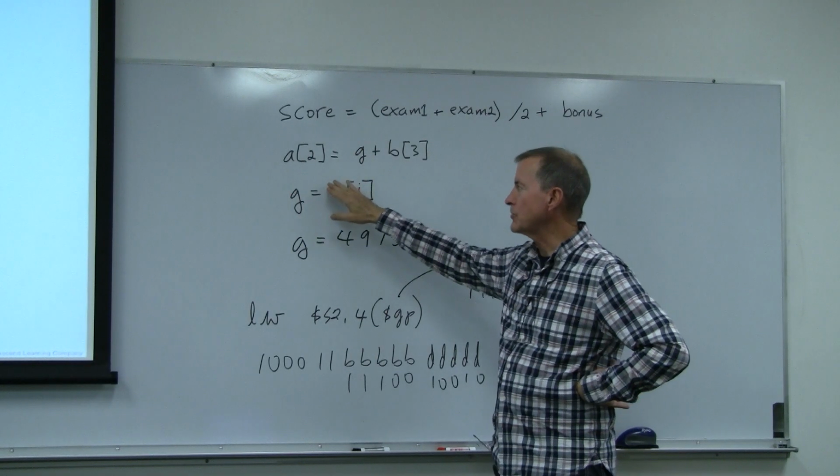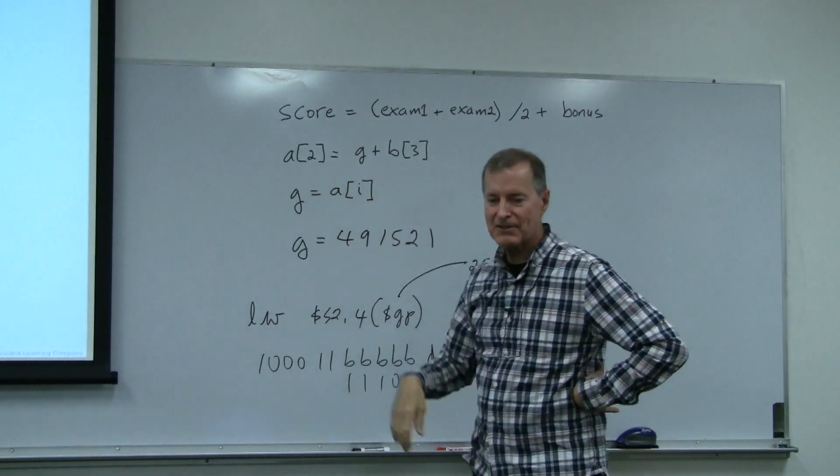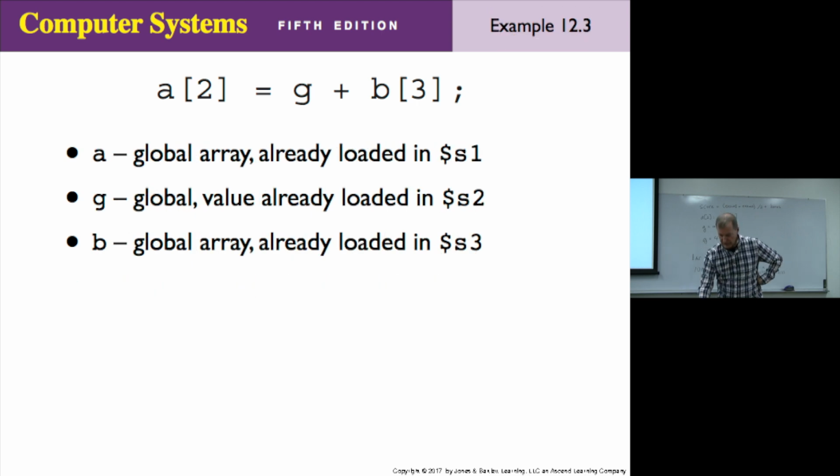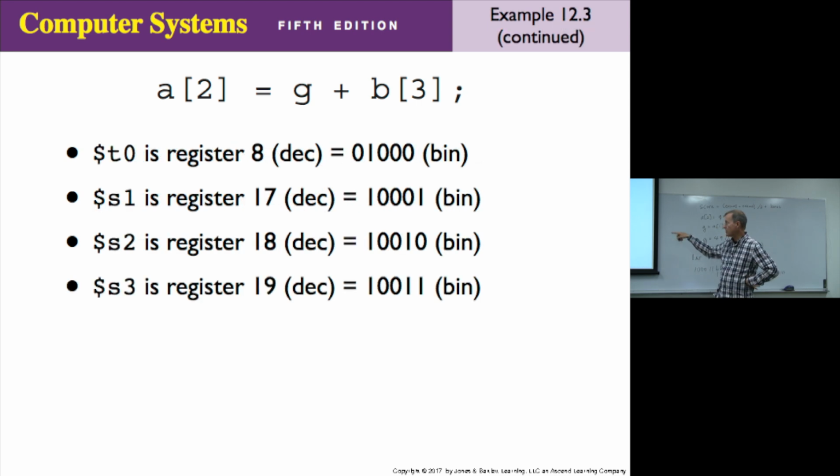So how are we going to do A sub 2 gets G plus B sub 3 in MIPS? Okay, we are going to need a temporary register. So $T0 is register 8, and there's the binary value, 01000. $S2 is register 17. Let's just assume, as before, that the compiler has made these associations between the variables and the registers S1, S2, and S3. And these are the binary values of the registers. And now let's see how the compiler translates A sub 2 gets G plus B sub 3.